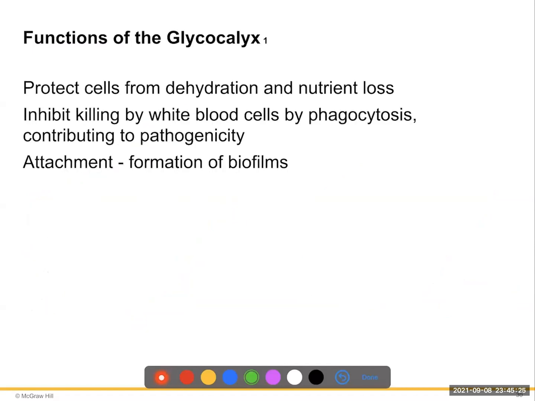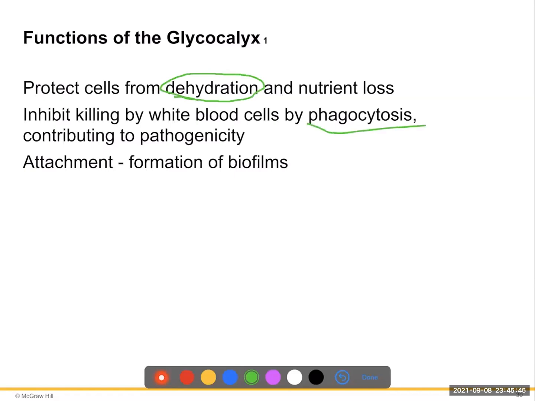And the functions of this glycocalyx. It protects the cell from dehydration, keeps water inside the cells. So it protects it from dehydration and from nutrient loss. It inhibits killing by the white blood cells, which is our immune response. So it helps protect bacteria from the white blood cell response by phagocytosis.